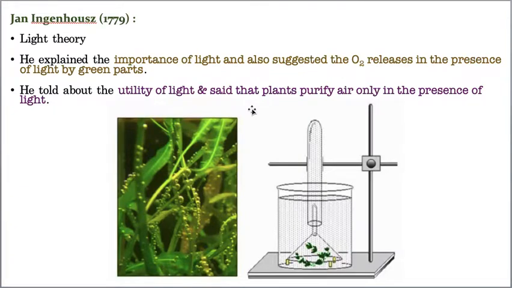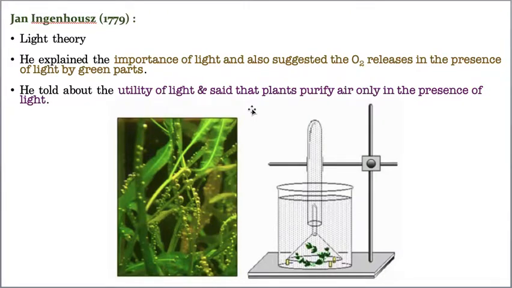That means if light is there, photosynthesis happens, then only the carbon dioxide will be utilized and the oxygen is released. If light is not there, the plant cannot purify. That is the statement given by Ingenhousz. Hope you understood, students. Very very simple. I am telling you, he simply explained the importance of light for photosynthesis.